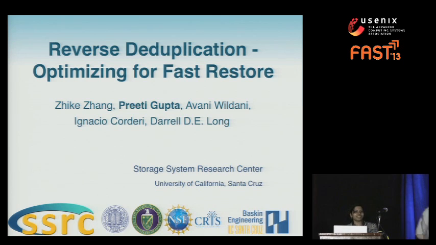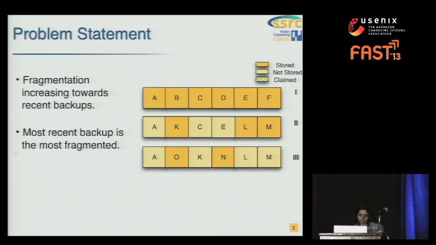Hello, everyone. I am Preeti from UCSC, and I'm going to talk about reverse deduplication. It's a deduplication methodology designed to improve the most recent backup retrieval operation. So let's talk about the problem statement here. Deduplication has been a very popular topic in industry because of potentially large reduction in cost and increase in efficiency. However, as we get more backups, the system gets more fragmented, since in traditional deduplication we store only the unique chunks, and to retrieve the whole backup, more disk seeks are required because of the fragmentation.